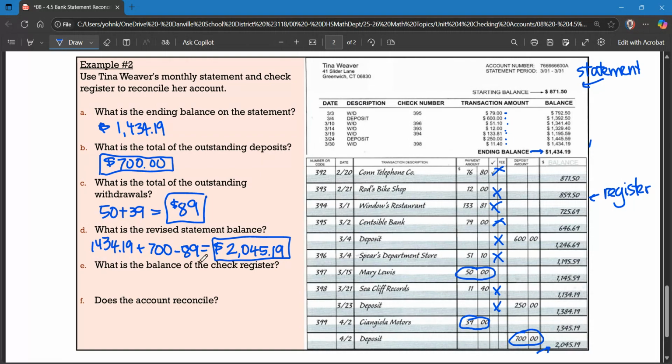Okay, what is the balance of the check register? Balance of the check register, oh, look at that, $2,045.19. Does the account reconcile? Big fat yes. Okay, so we didn't have any interest to deal with, and we didn't have any service charges to deal with, so that's why we didn't have to use a big 2-column chart.